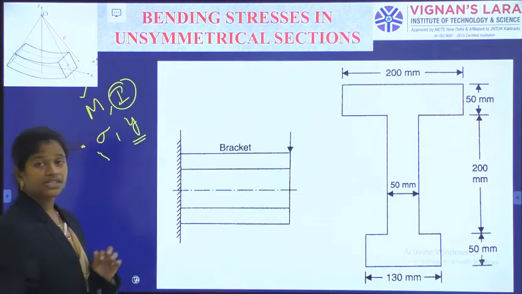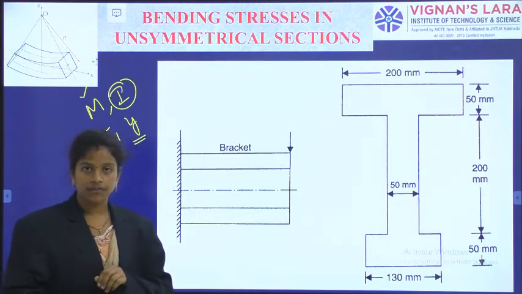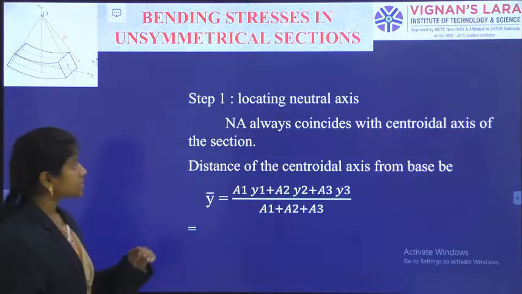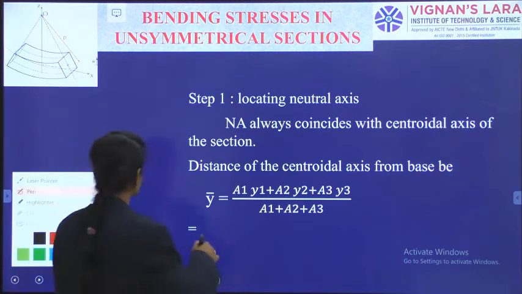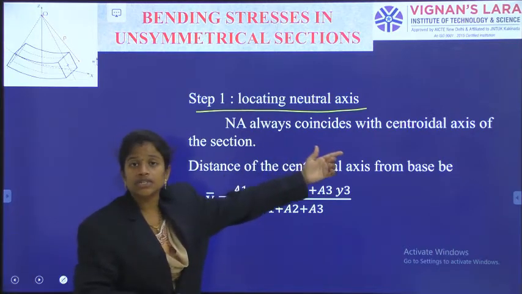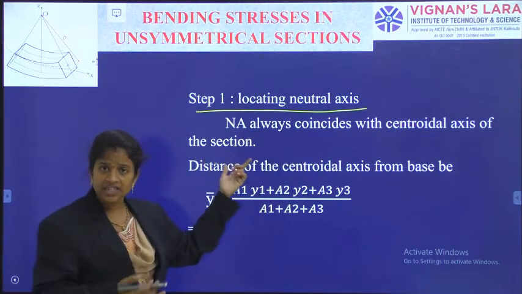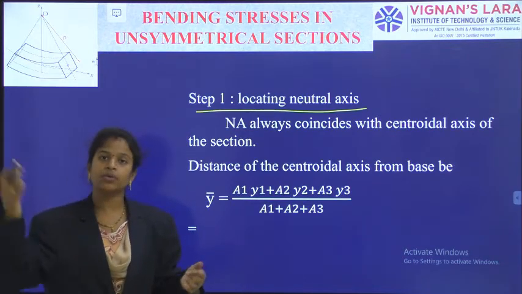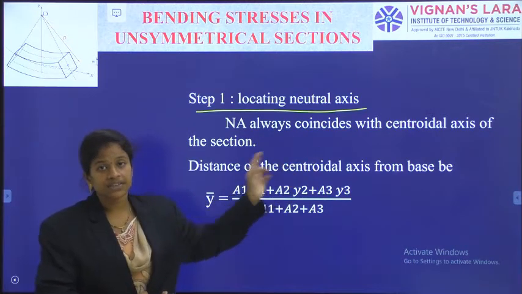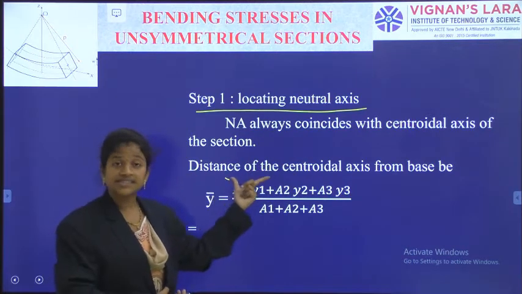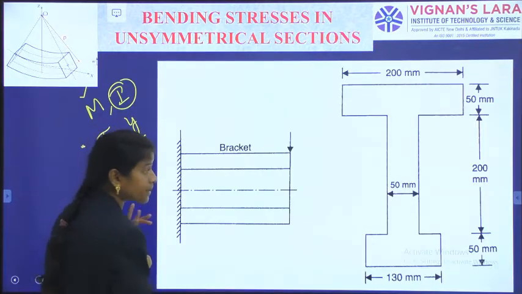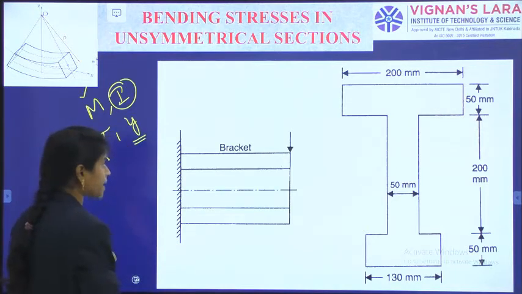Now, observing the picture, I need to give the position of the neutral axis. So our step 1 is locating the neutral axis. The neutral axis always coincides with the centroidal axis of the section, as we know from the assumptions of the pure bending theory itself, and we have proved this statement also. Now the distance of the centroidal axis from the base is equal to, observe the picture clearly, then only you can write what is happening.